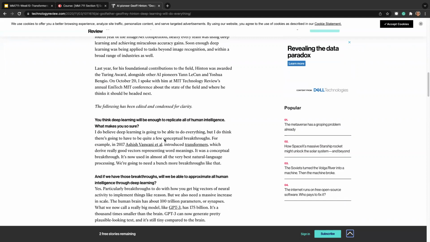And he gives an example. For example, in 2017, Vaswani et al. introduced the transformers, which drive really good vectors representing word meanings. And I love the thing about this guy. When he's talking about papers, he doesn't necessarily name the title or the subject. He exactly touches the point of what the paper did or what its contribution was. And actually it was the transformers' contribution, good vectors representing word meanings.